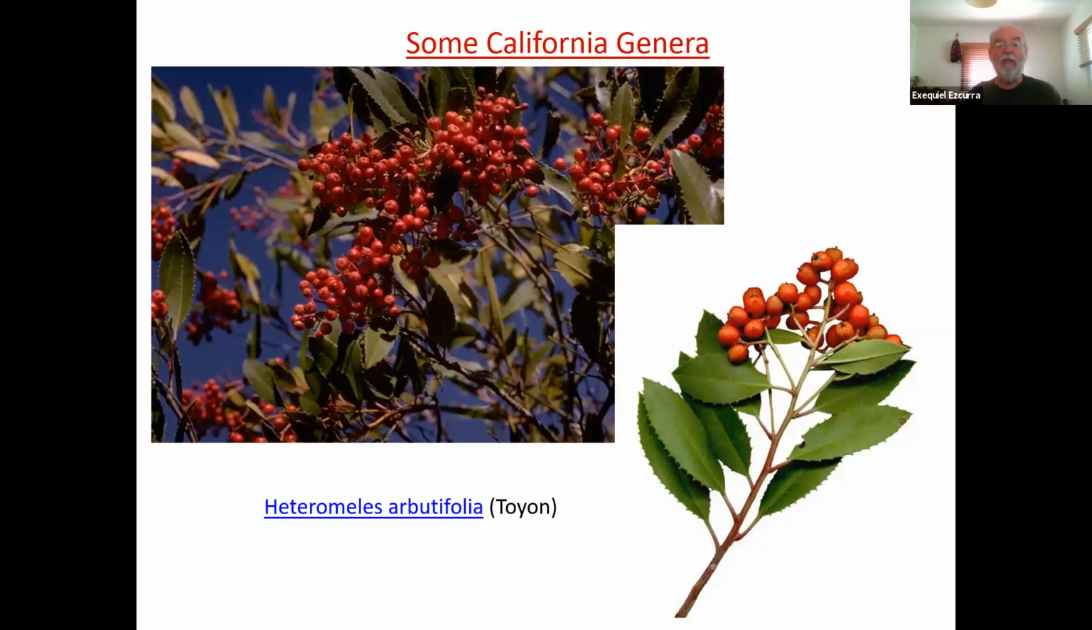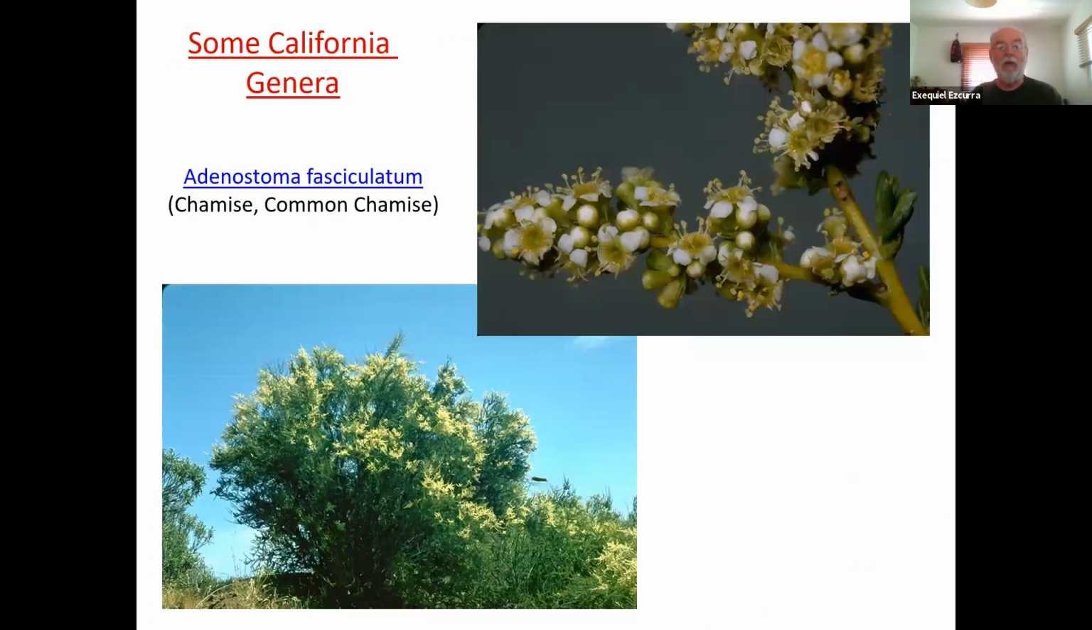And finally, in the subfamily Maloideae, Heteromeles arbutifolia, toyon, very common plant in chaparral. You can see the fruits that look like little apples. You can see the remaining parts of the flower here and the top of the fruit, because the ovary is inferior, eaten mostly by birds. Birds are the big dispersers of toyon, also very common in Southern California.